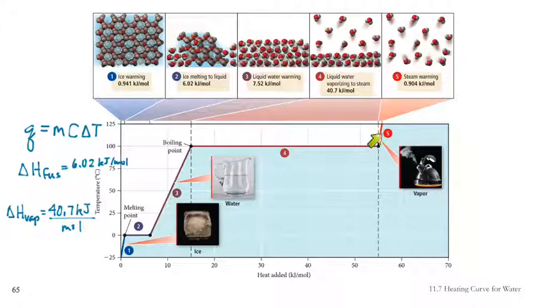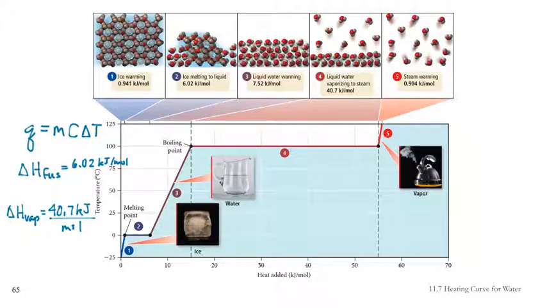Then you have steam. And so to figure out how much energy is needed to raise the temperature of the steam from 100 to 125 degrees, you're going to use Q equals mc delta T again, using the specific heat capacity for steam, which is slightly different than that for liquid water or ice. So this is an overall big picture of what happens when you heat a substance. And we can calculate the amount of energy needed to go from any state at any temperature to any other state at any other temperature.